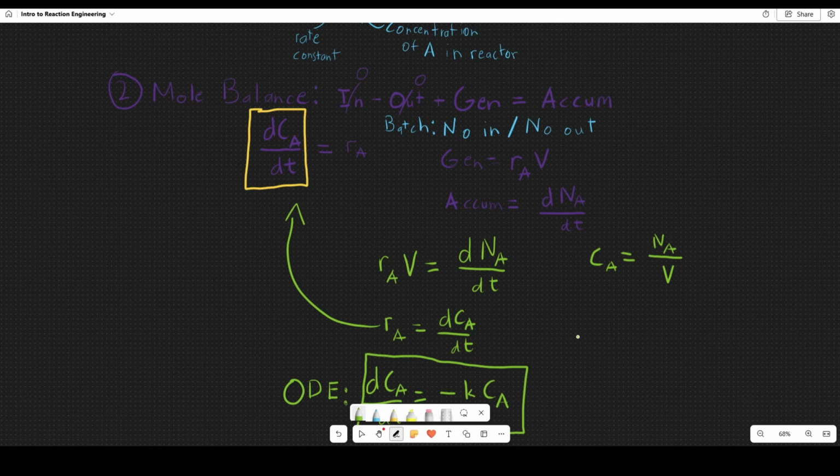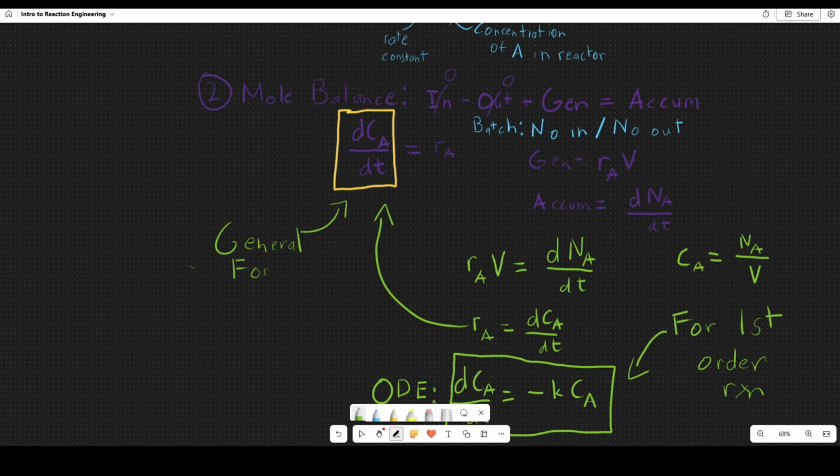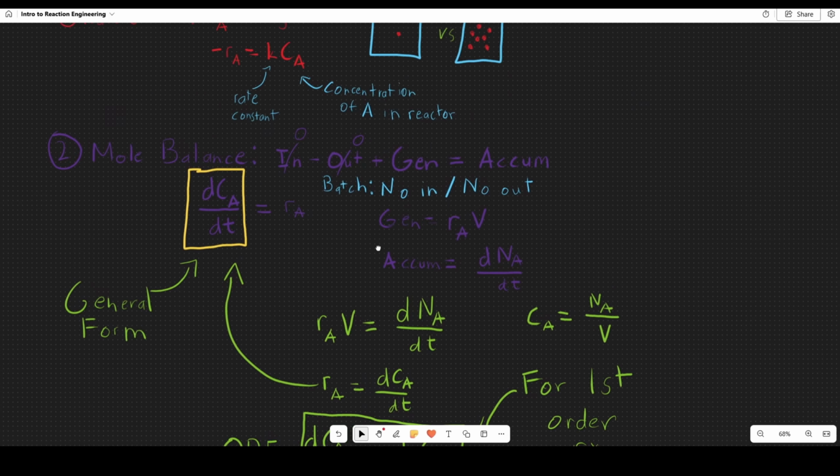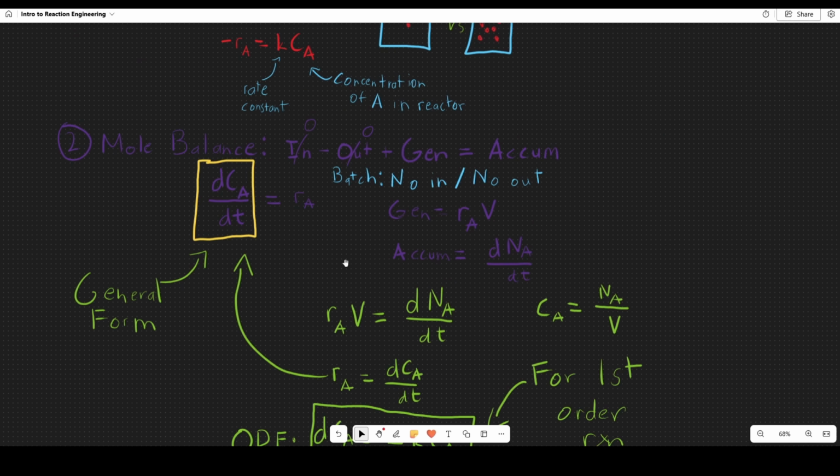An important note is that this solution is only for first order reactions. But this is the general form. All right, hopefully it's all right, perfect. General form. Is there anything else I wanted to add?